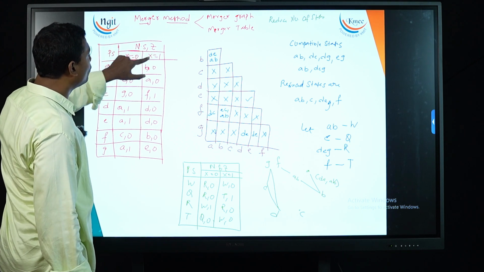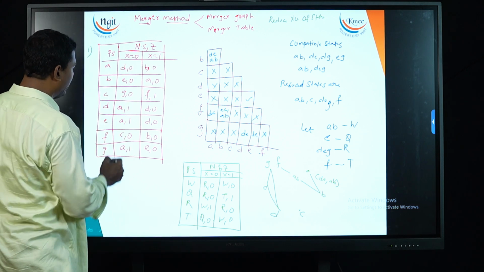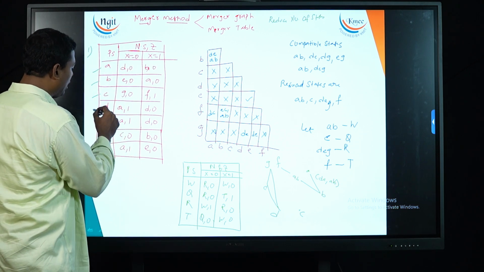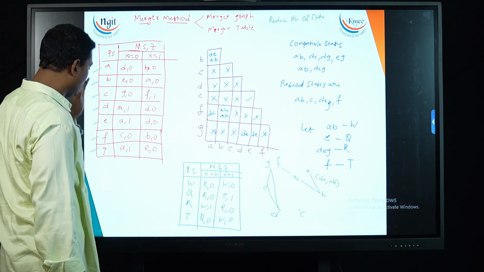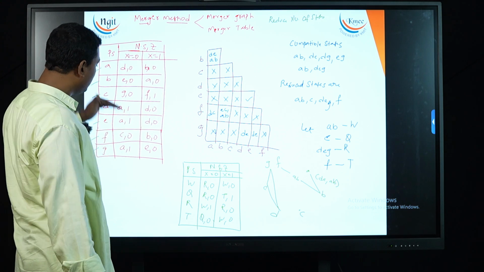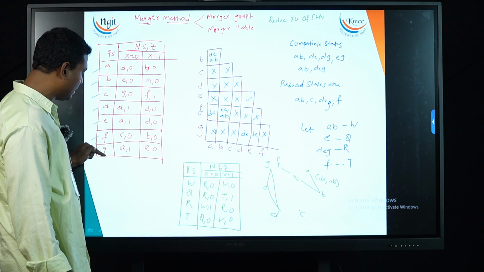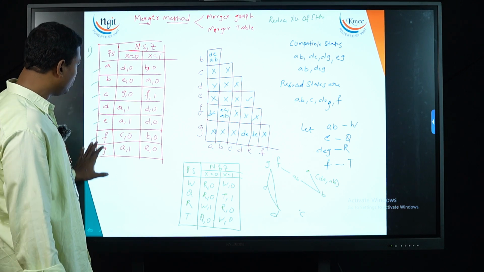Now the next state with the output value for x equal to 0 and x equal to 1. So the states given are A, B, C, D, E, F, G. He has provided these states for us to reduce the number of states. How many states are there? 1, 2, 3, 4, 5, 6, 7. There are 7 states, so I need to reduce these states.